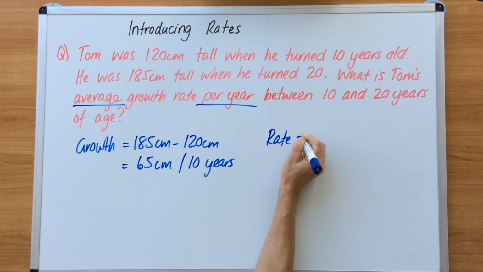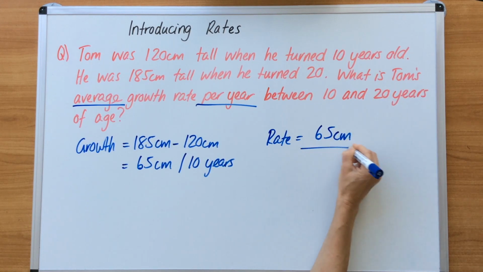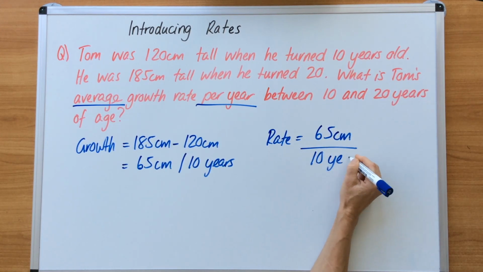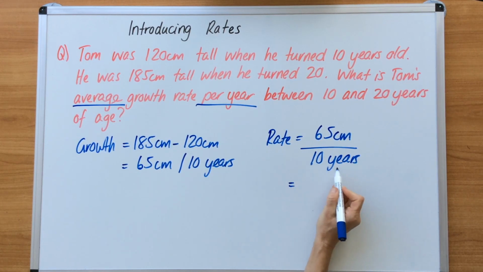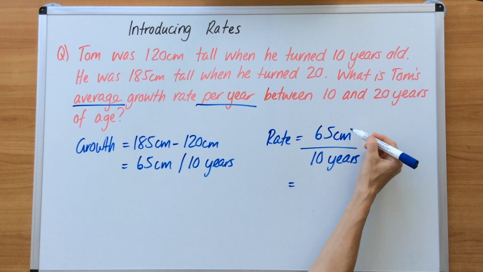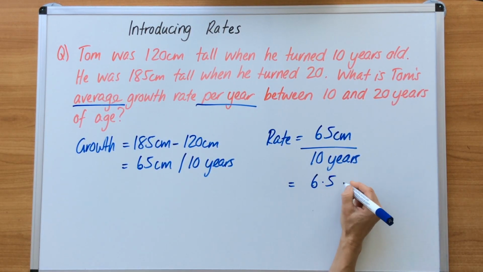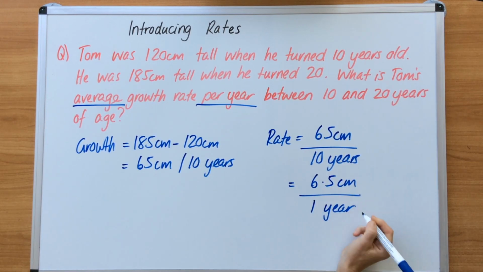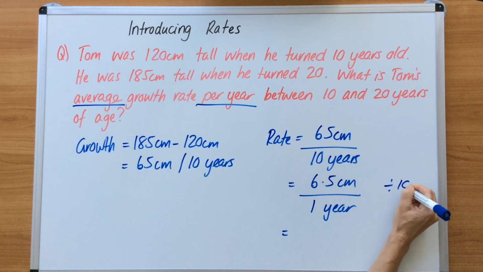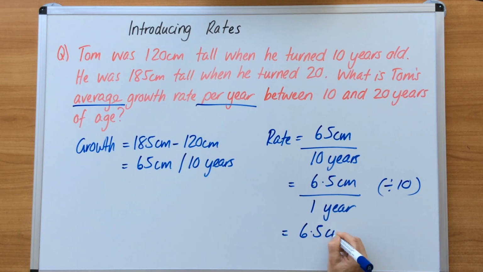So rate equals that 65 centimetres that he has grown over the 10 years, and we make that division. Because we have 10 years and we have to get down to per year, we divide the top and the bottom number by 10. So we get 6.5 centimetres and of course 1 year, because we divided by 10. So we rewrite this as 6.5 centimetres per year.